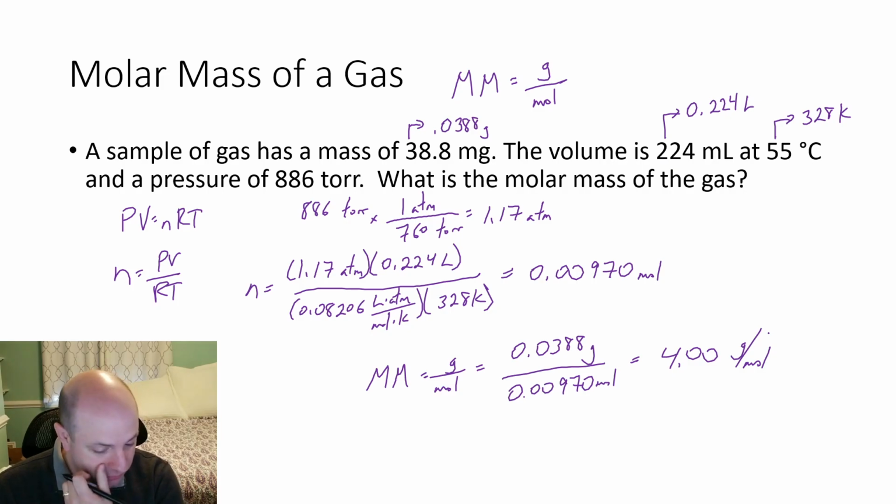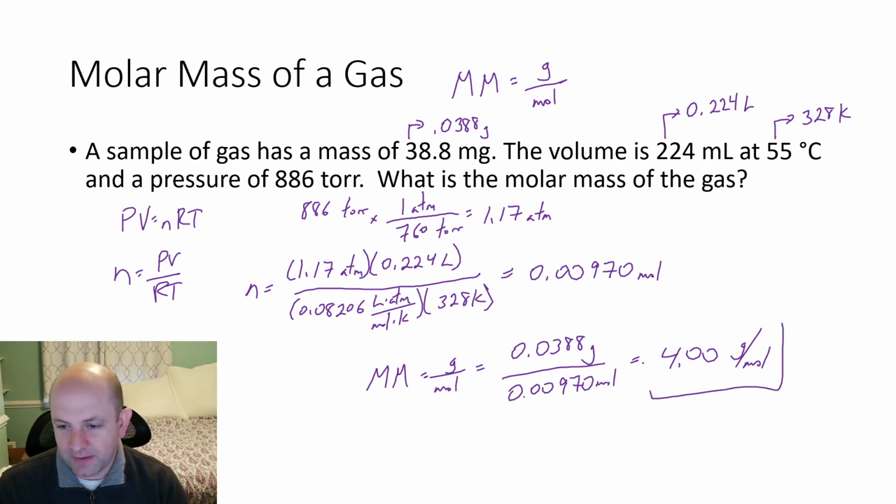And a double check you can do, sometimes for fun, is to ask, is there a gas with the molar mass of 4? And it turns out there is. Helium. Helium has a molar mass of 4, so I guess this is helium probably. But there's our final answer doing this work.